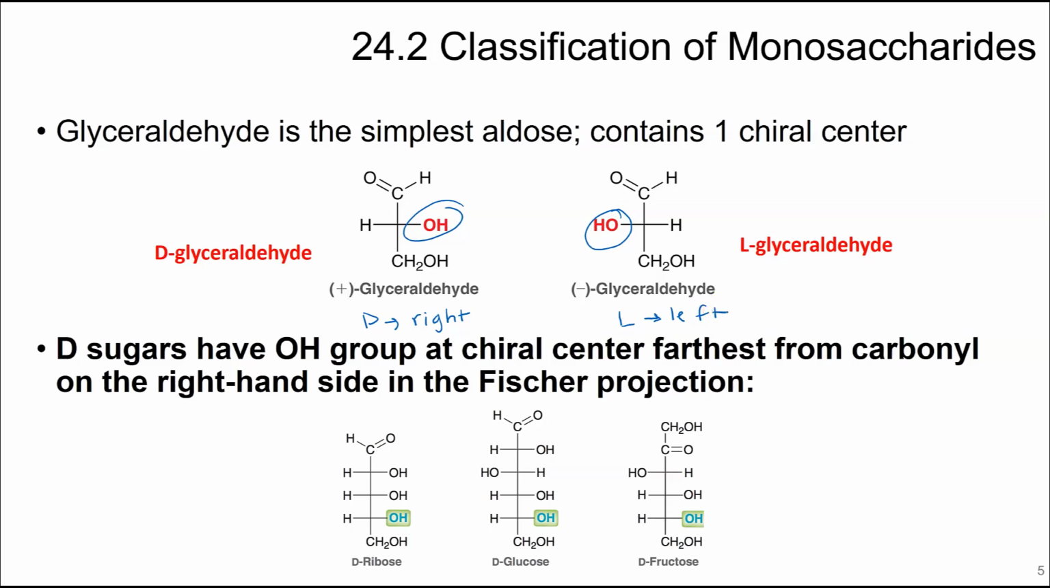The D sugars have OH groups at the chiral center farthest from the carbonyl on the right-hand side in the Fischer projection. So D-ribose, D-glucose, D-fructose, those all have the OH on the right side in the second to last carbon, or the last chiral carbon. A D sugar means the configuration is R, while an L sugar has the S configuration. So these all have stereochemistry of R.